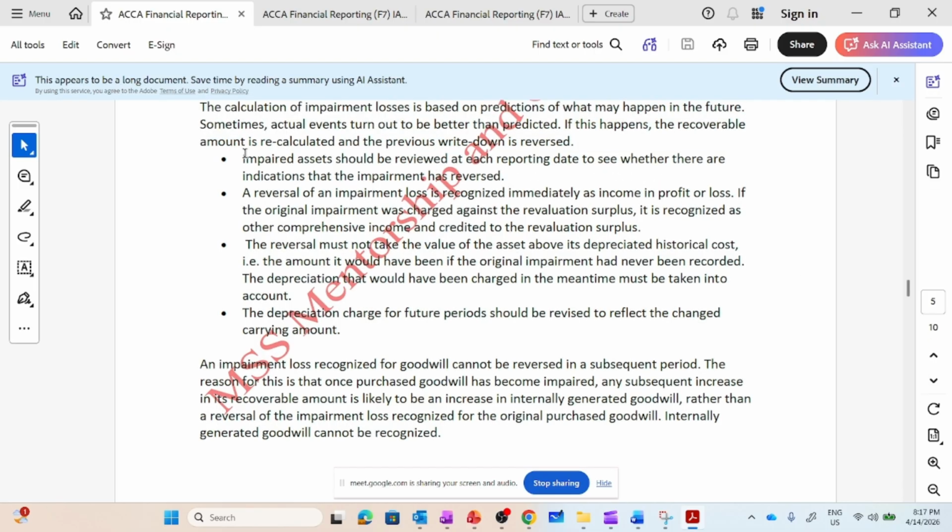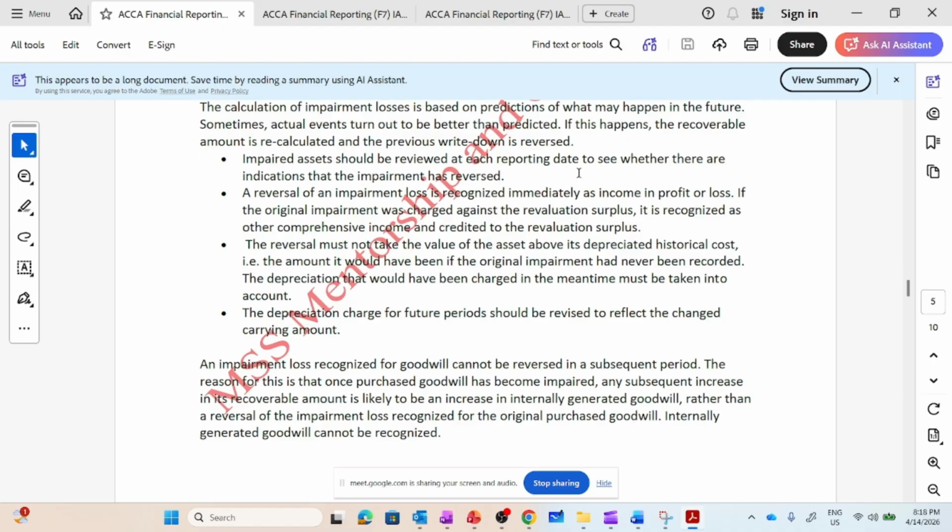Now, let's look at this point. Impaired assets should be reviewed at each reporting date to see whether there are indications that the asset has been impaired or reversed. The reversal of impairment loss is recognized immediately as income in the profit or loss. Initially, we recognized the impairment as an expense, but when we do the reversal, we recognize it immediately as income in the profit or loss, provided that the initial indicator is no more an indicator of impairment. That's the time we are going to do our reversal.